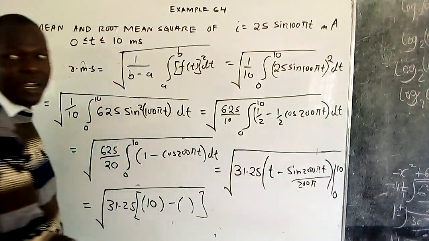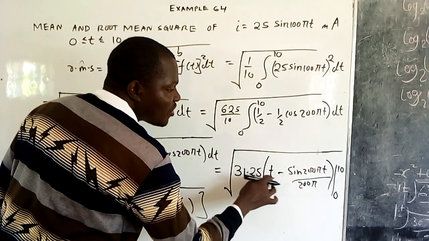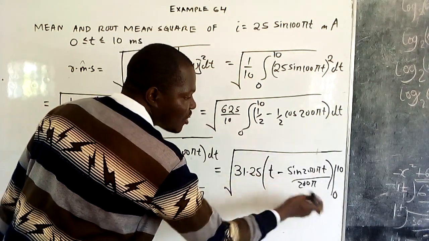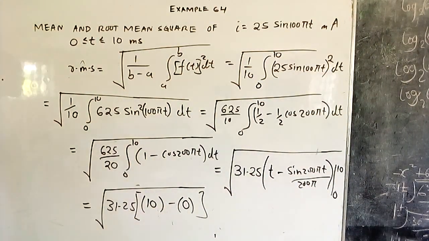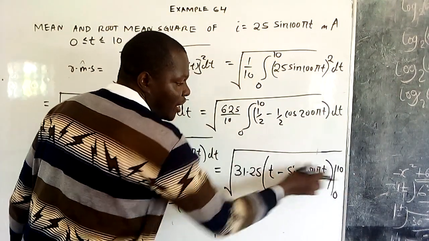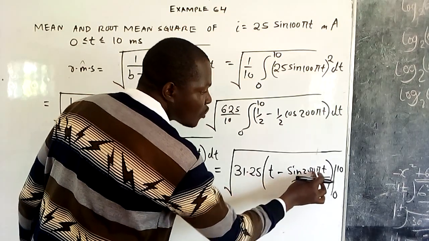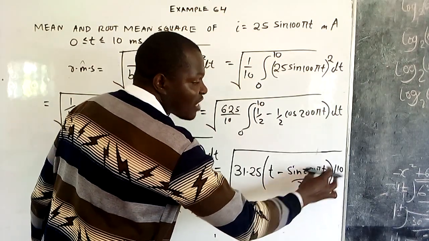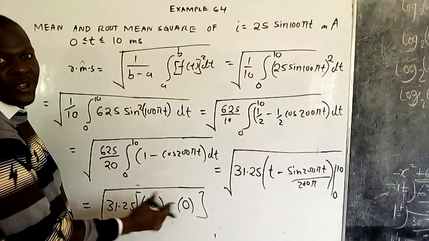So you have substituted for the upper limit, you are done. Then you substitute for the lower limit, when t is 0. This will be 0 minus sine 0, and sine 0 is 0. So 0 minus 0 is 0, meaning the lower limit is 0. You just use a calculator to get it. Are we together? When substituting the upper limit 10, you put 10 where t is, so you have 10 minus sine 2000 pi, but sine 2000 pi is 0, so it is 10 minus 0.